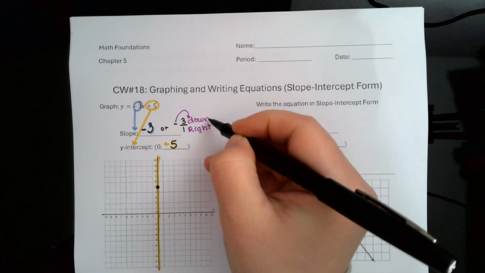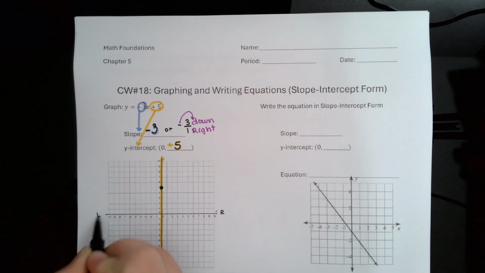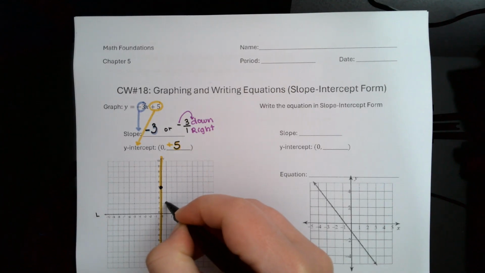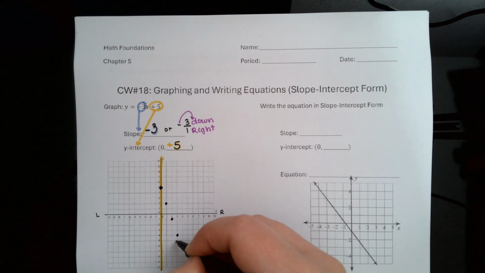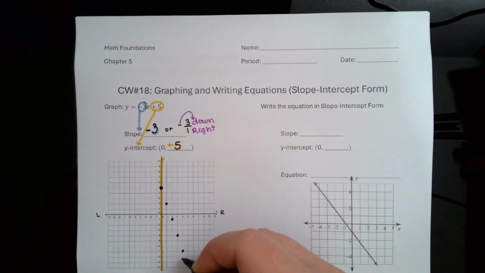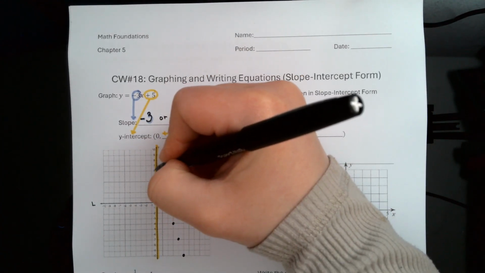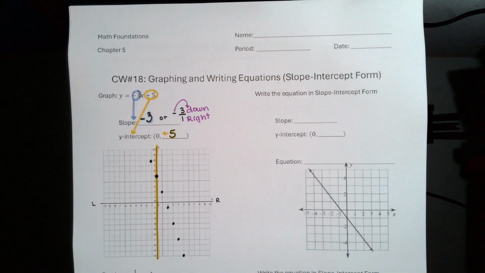From here, I'm going to go 3 down and 1 to the right. Here's your right. Here's your left. So down 3, 1 to the right. Again, down 3, 1 to the right. I keep repeating this until I've run out of space. Then I'm going to go the opposite direction. So now I'm going up 3, 1 to the left, and I'm out of space.